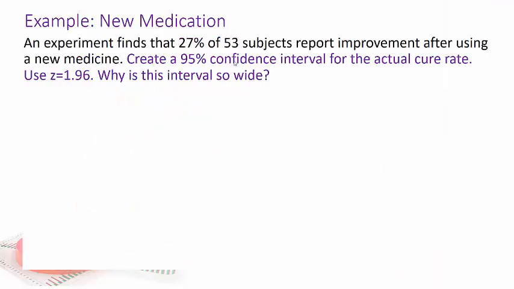For a new medication, an experiment finds that 27% of 53 subjects report improvement after using a new medicine. Create a 95% confidence interval for the actual cure rate. And we're going to use Z equals 1.96 because we're trying to be a little more exact. Our critical value is 1.96. First of all, what's the first step?